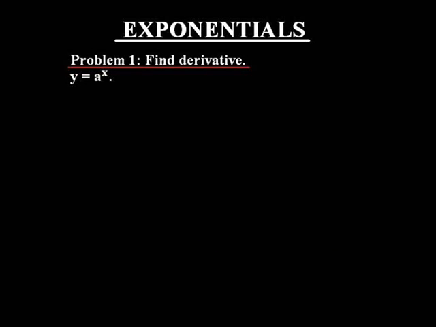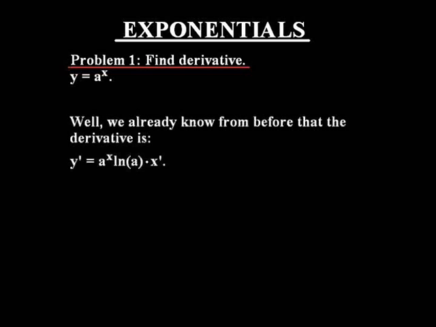Problem 1. Find the derivative of y equals a to the exponent x. This is just sort of a re-warm-up for us because we've already learned previously what the derivative of y equals a to the exponent x is, and that happens to be a to the exponent x multiplied by ln of whatever a happens to be multiplied by the derivative of whatever x happens to be. Alright, it's pretty simple. Keep that in mind, write it down, whatever works for you. Next problem.